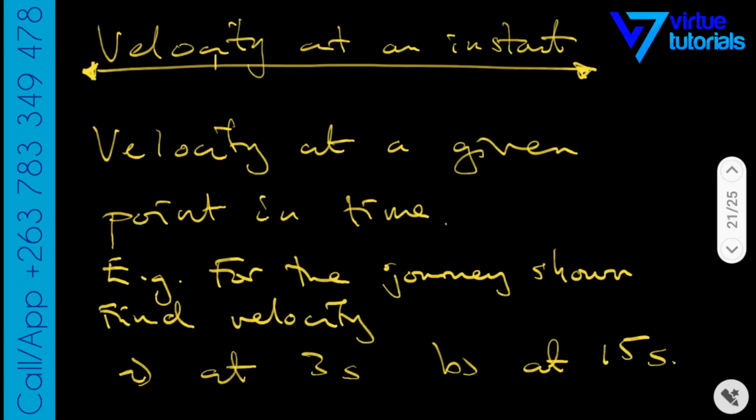Okay, so now let's look at velocity at an instant. We're still looking at velocity time graphs. Now I want to look at how we can find velocity at a particular point in time. For example, for the journey shown, find the velocity at 3 seconds and at 15 seconds.